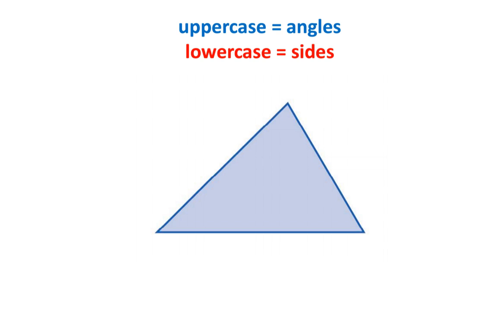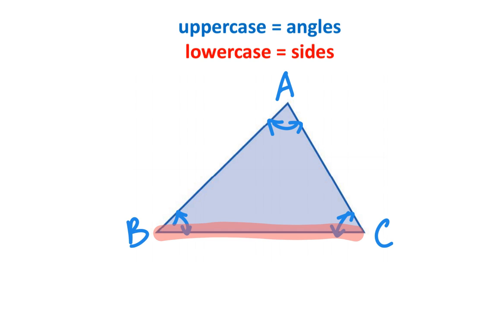When using the sine law, you have to be very careful with your labels. Uppercase letters are angles. So uppercase A would refer to this angle, uppercase B would refer to this angle, and uppercase C would refer to this angle. Meanwhile, lowercase letters are used for sides. This side would be labeled lowercase a. This side would be labeled lowercase b. And this side would be labeled lowercase c. You'll notice that letters are directly across from one another.